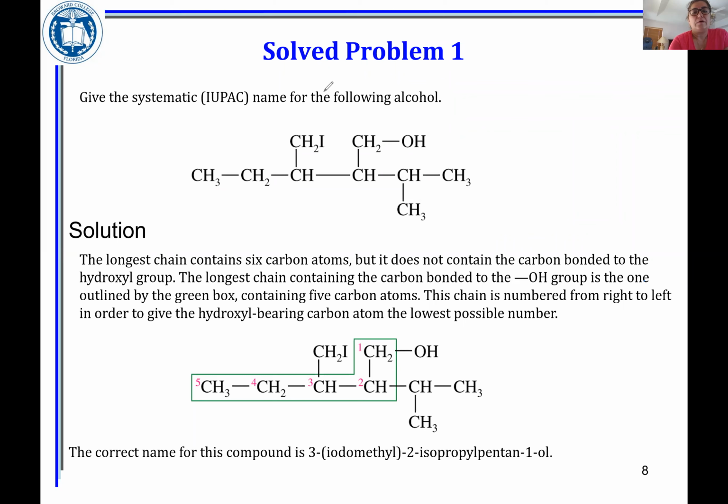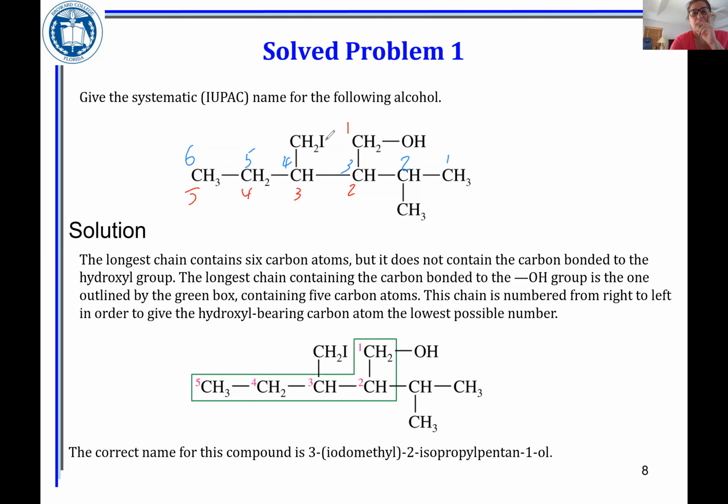Okay. For naming this compound, if we start from here, 1, 2, 3, 4, 5, and 6. If you start from the carbon up here, 1, 2, 3, 4, 5. Which one takes the priority? The 6-carbon chain, which is a longer carbon chain, or the OH group? So you have to pay attention that the OH group takes the priority.